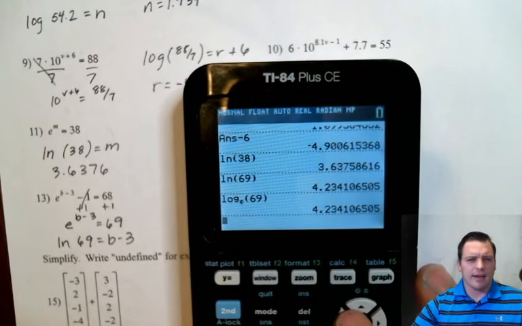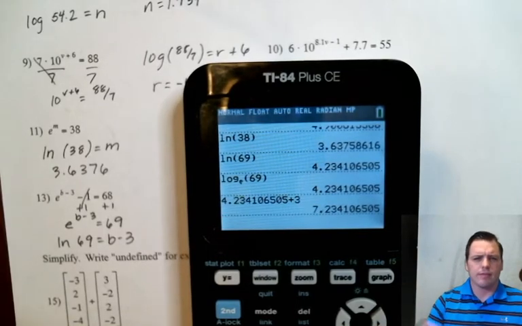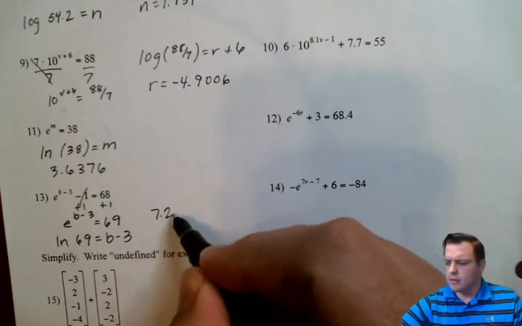Once I get that number, I just need to add 3 to it. So take that number and just add 3. 7.2341.